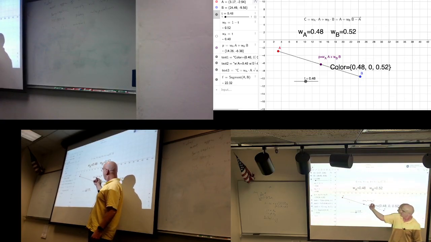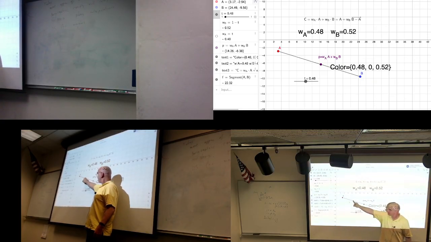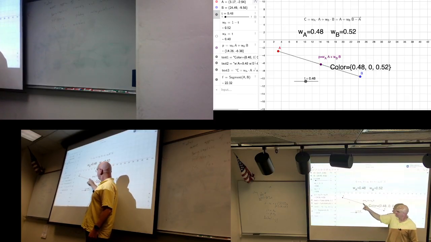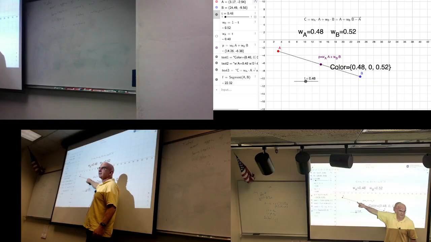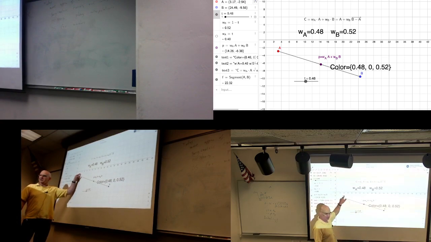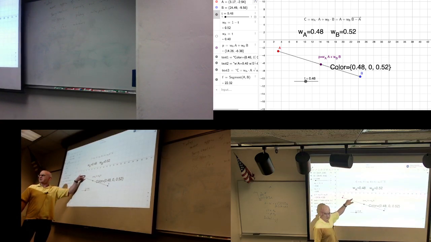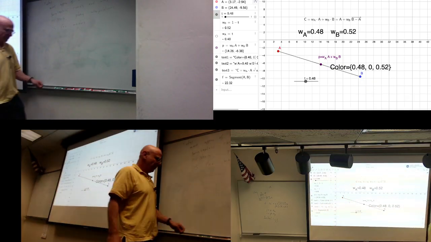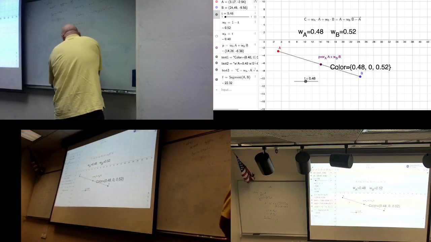If you show me a point P on this segment, I'll compute what are the correct weights. What are the correct weights that create this point P? What is the weight of A? What is the weight of B? Which is just, in this case, how much do I have? And that's interesting.